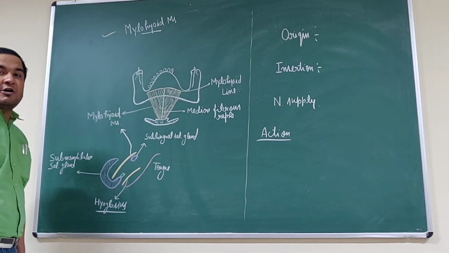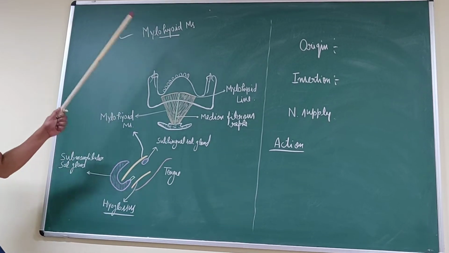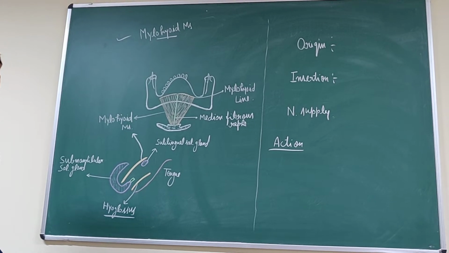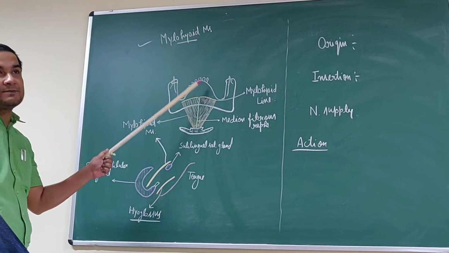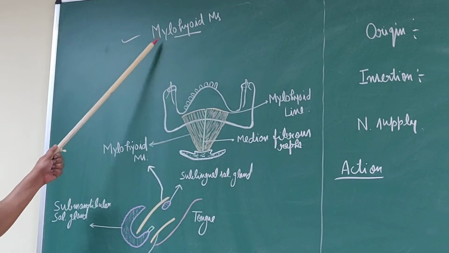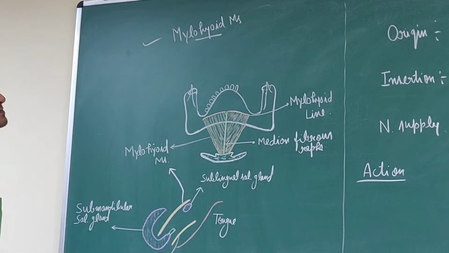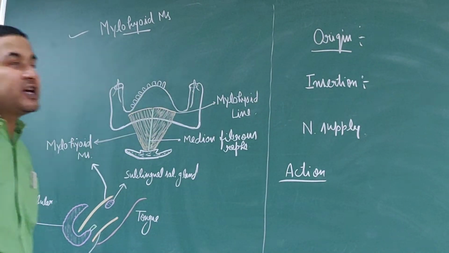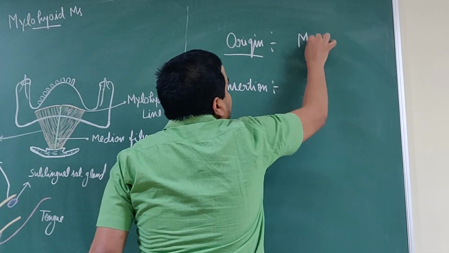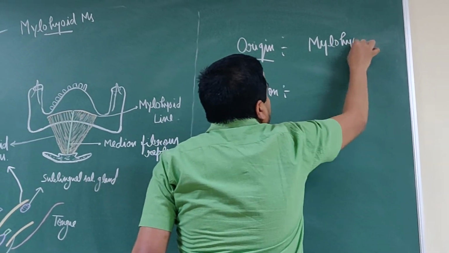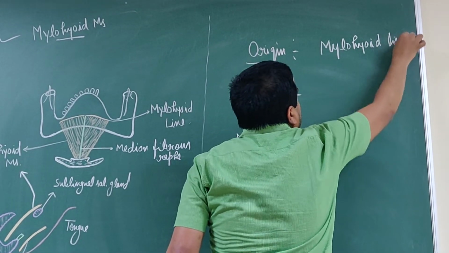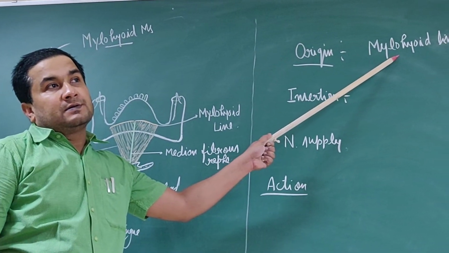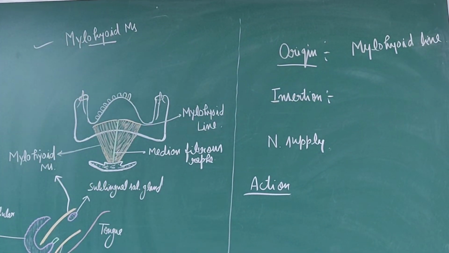Now the next suprahyoid muscle is the mylohyoid muscle. After the hyoglossus muscle, the mylohyoid is the next important muscle of this region. This mylohyoid muscle is fan shaped. If you see the origin, this mylohyoid muscle takes origin from the mylohyoid line of the mandible.